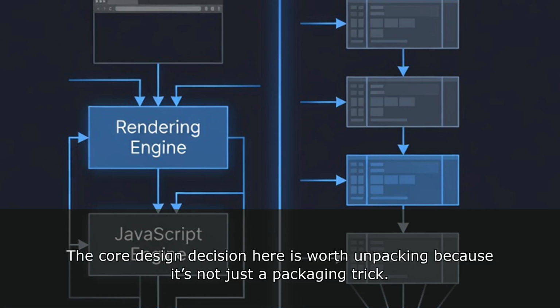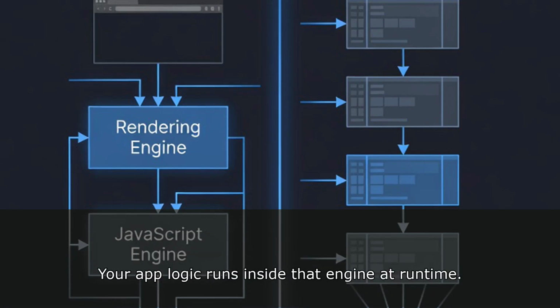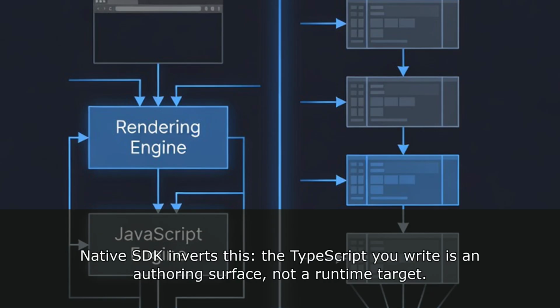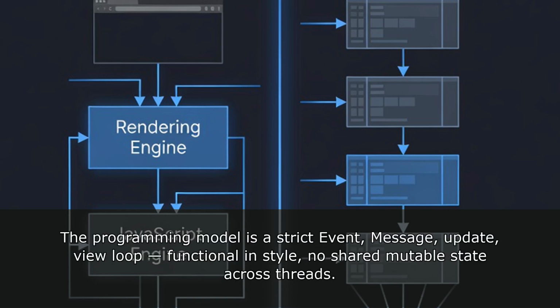Traditional web shell desktop frameworks bundle a browser engine and a JavaScript runtime. Your app logic runs inside that engine at runtime. Native SDK inverts this. The TypeScript you write is an authoring surface, not a runtime target. The transpiler walks your TypeScript core and emits Zig, which compiles to a native binary. The programming model is a strict event, message, update, view loop, functional in style, no shared mutable state across threads.